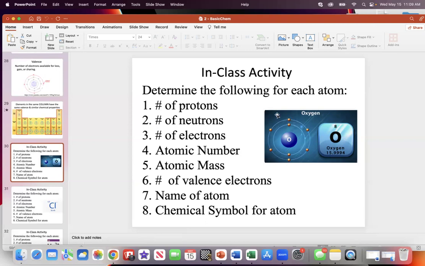You can also draw this. Oh, and the small number is the atomic number. The bigger number is the atomic mass, or actually the atomic weight. So what's the difference between atomic weight and atomic mass? Atomic mass is the number of protons plus neutrons, so atomic mass will always be an integer. And atomic weight, you have to consider the isotopes.